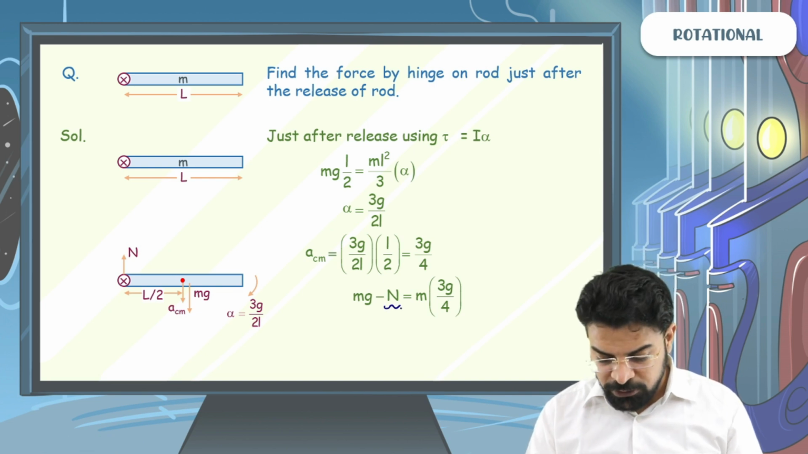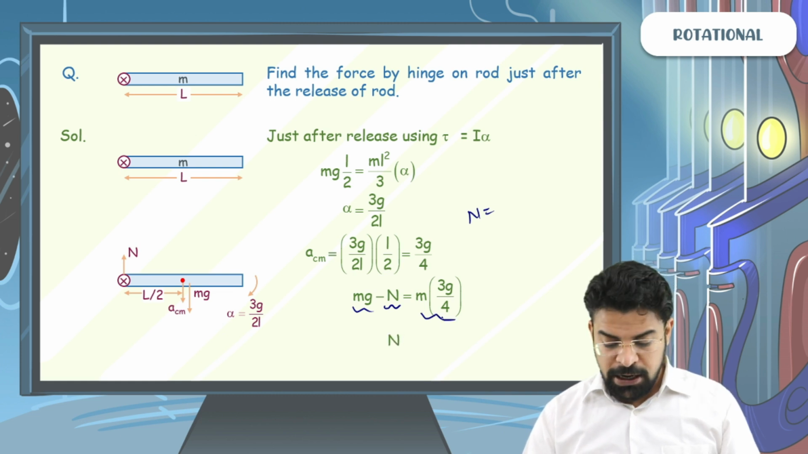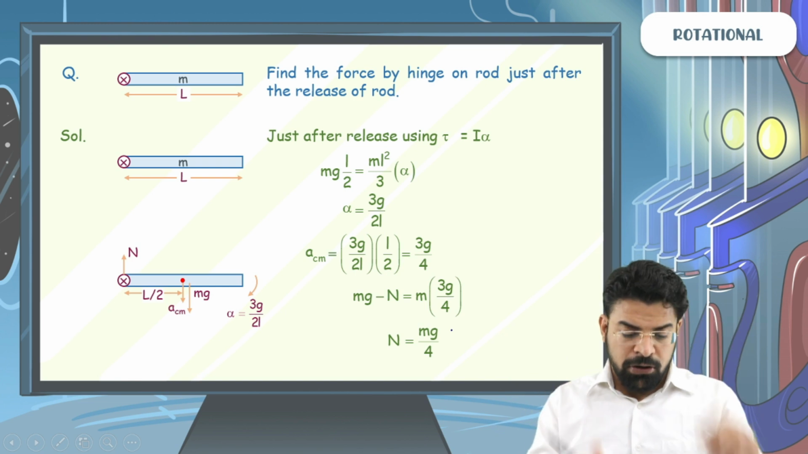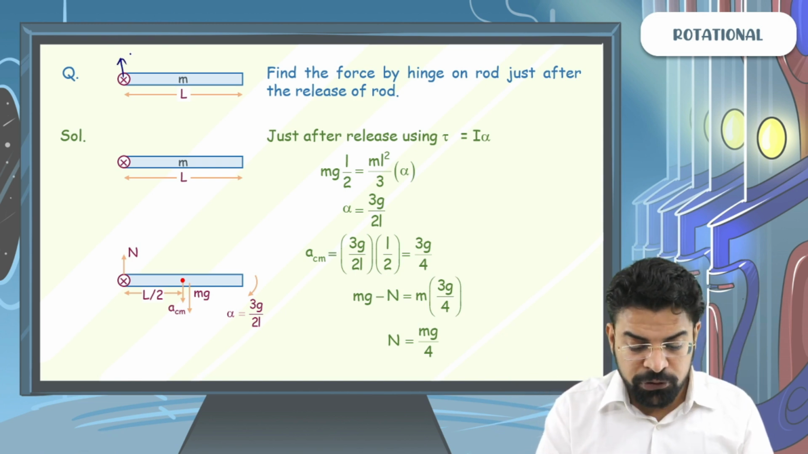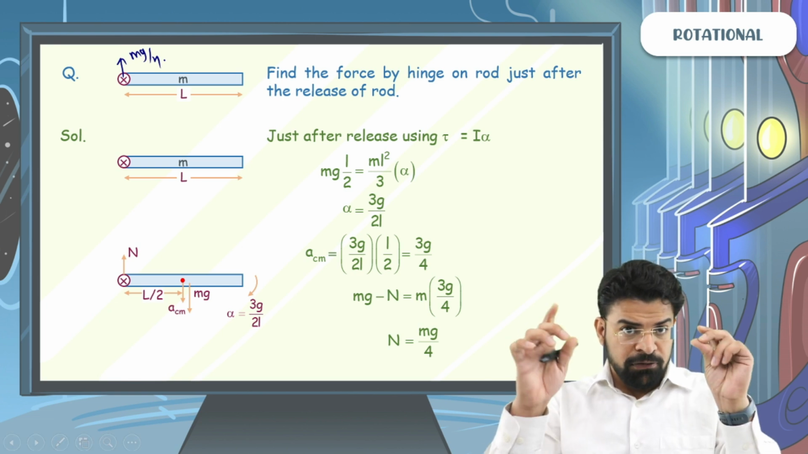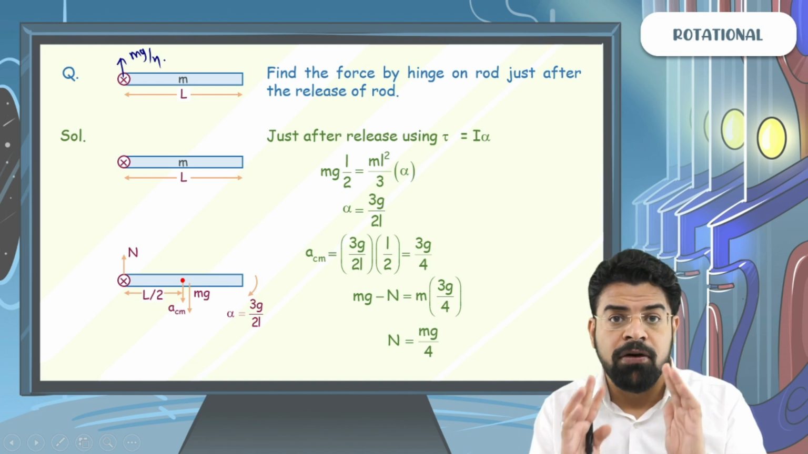So now from here you can say the normal reaction will be equal to mg minus 3mg/4, and that will be equal to mg/4. So just after release of the rod, the hinge applies a force equal to 1/4 of the weight of the rod.